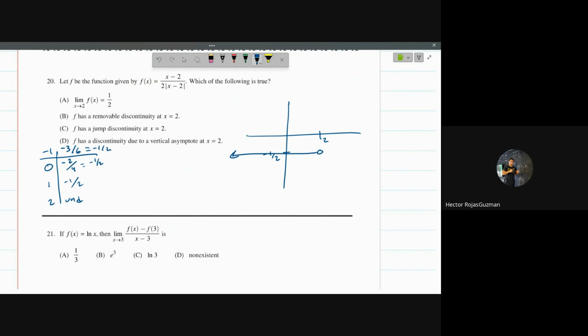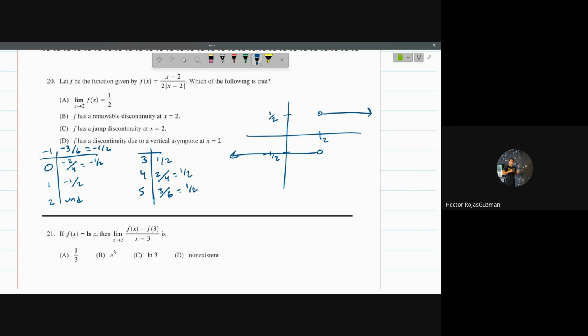So what happens if you pick other numbers, such as 3? You're going to get 1 over 2 times 1. So you get 1/2. You pick 4 and you plug it in. You're going to get 2 over 2 times 2, which is 4. So you get 1/2. You pick 5. You're going to get 3 over 2 times 3, which is 6. You're going to get 1/2. So there it is again. You get something like that.